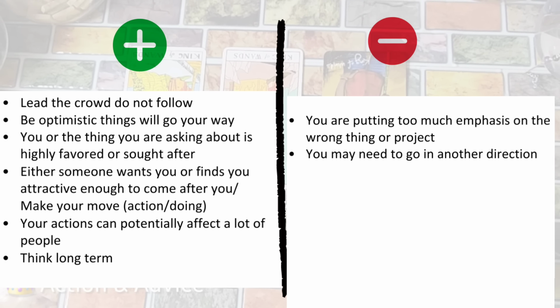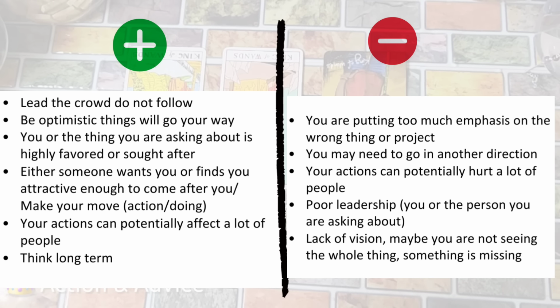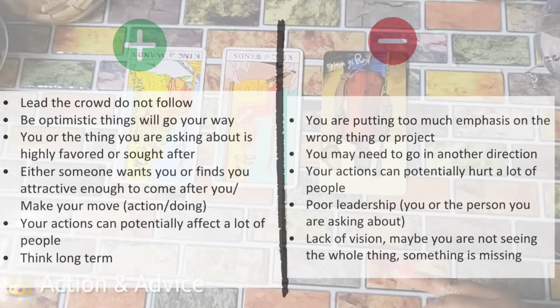Your actions can potentially hurt a lot of people. In reverse, you could hurt a lot of people. This is a poor leader, with very poor leadership skills. The person that you're asking about, you do not need to follow them. Or if you're asking about yourself, this could be telling you that maybe you don't need to lead in this particular situation or in this particular project. Sometimes you're a leader and sometimes you're a follower, and that's fine. This advice could be telling you that it's not your season to lead. It could also be advising you of lack of vision. Maybe you're not seeing the whole thing or something is missing. So it could be advising you to pay attention.